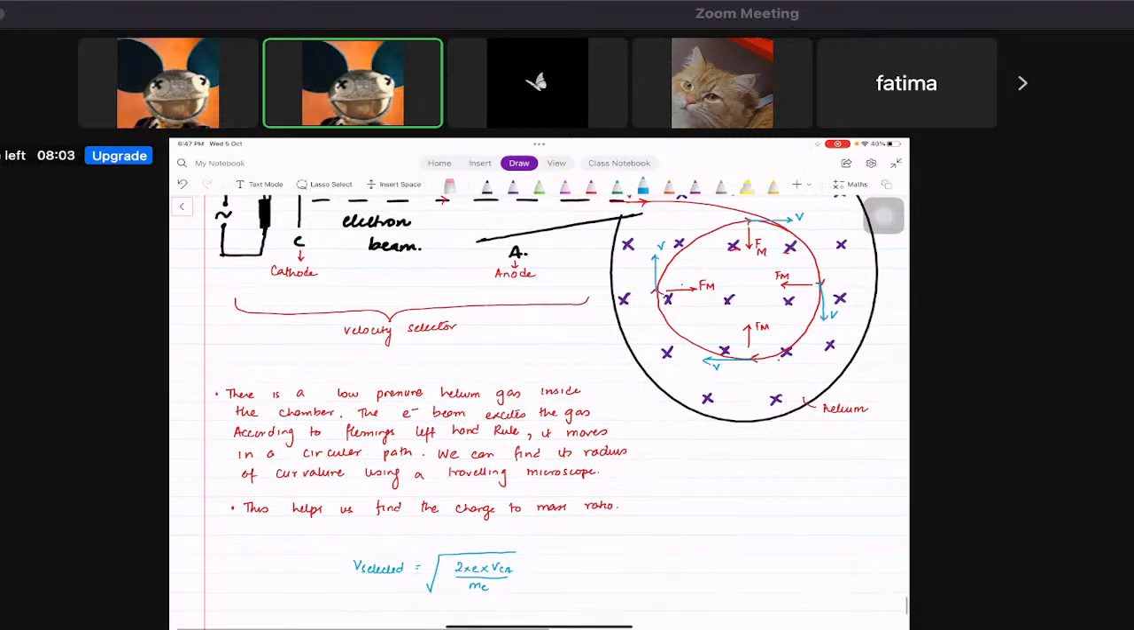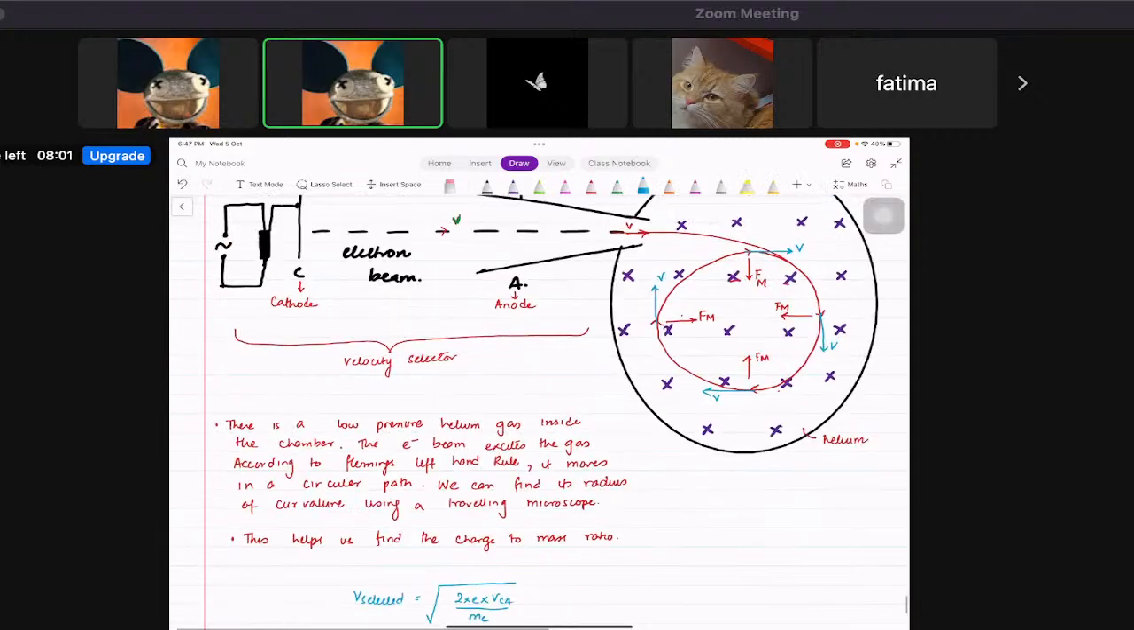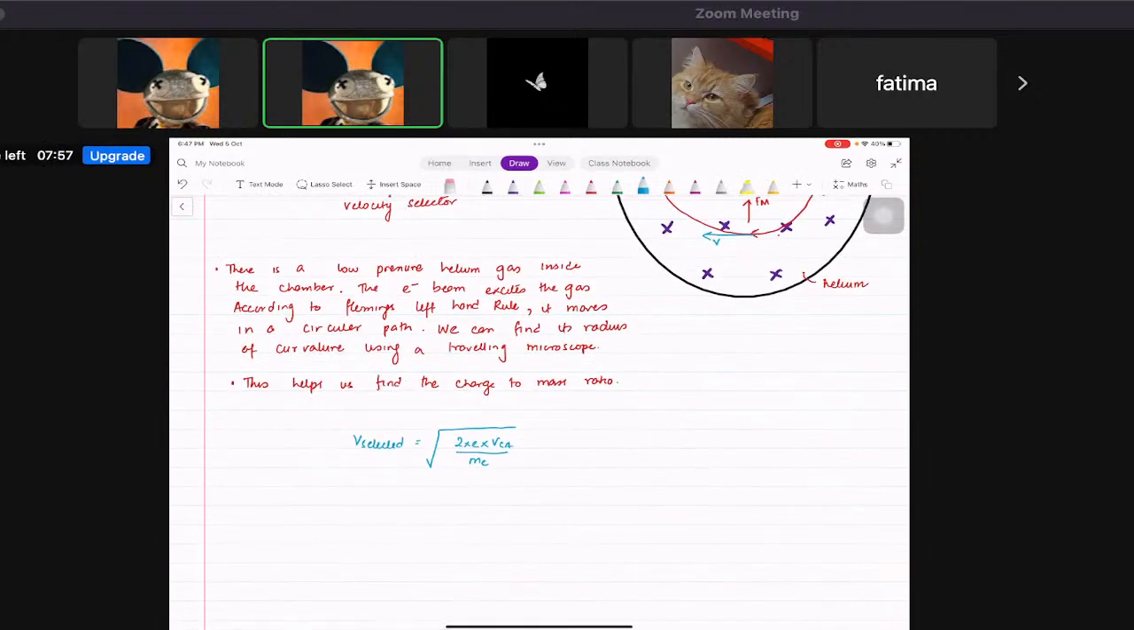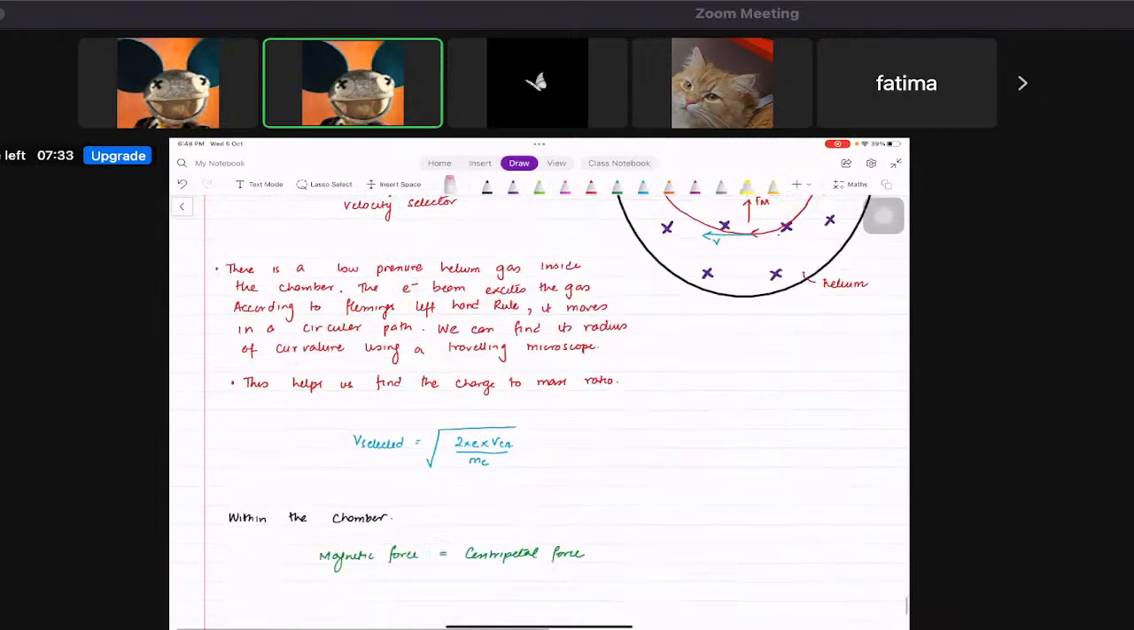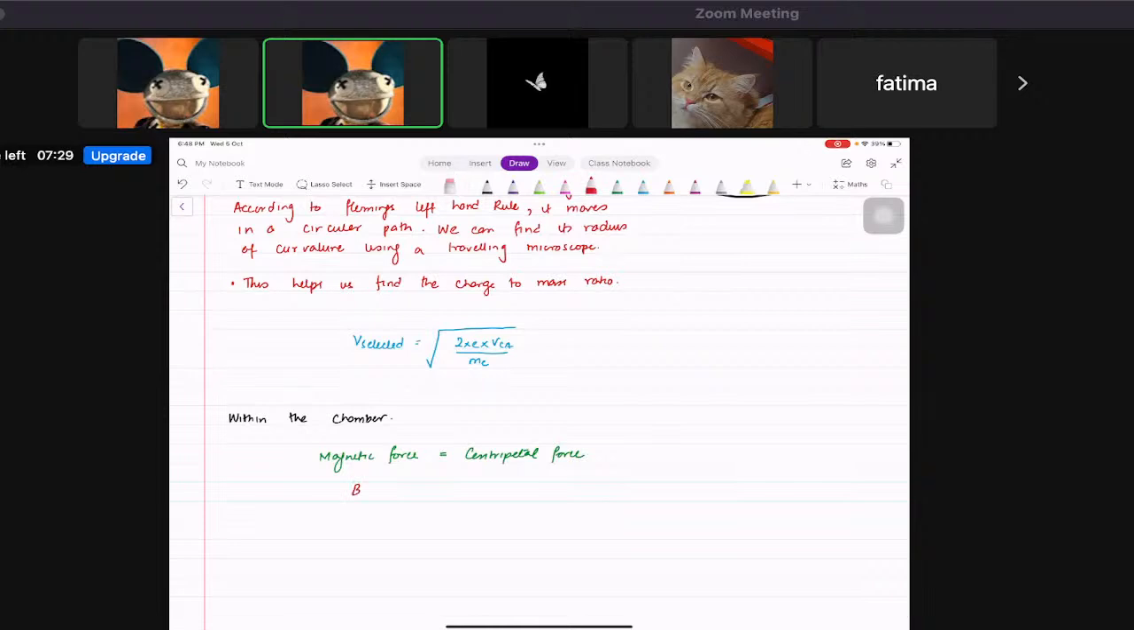Then in this particular part with the helium gas, within the chamber there is a magnetic field, and that causes a magnetic force, which provides the centripetal force that causes it to move in a circle like this, as you can see. The magnetic force is given by the magnetic field strength times the charge on an electron times the velocity, B q v, and the centripetal force is the mass of the electron times the speed at which it entered, v squared, over the radius of curvature that we know.